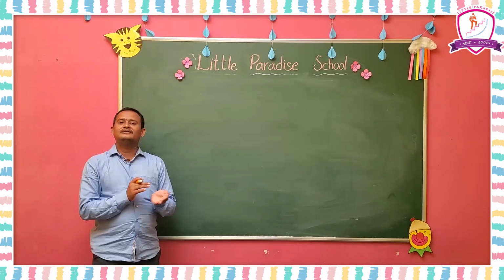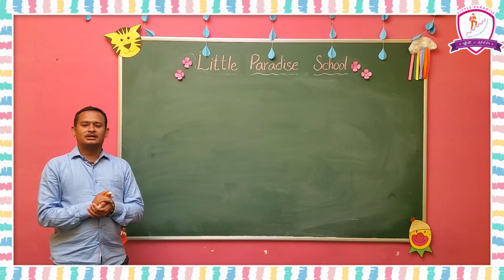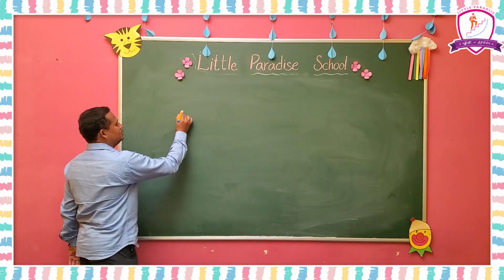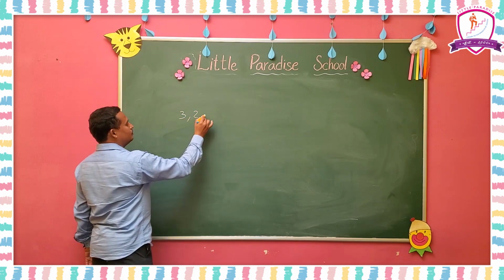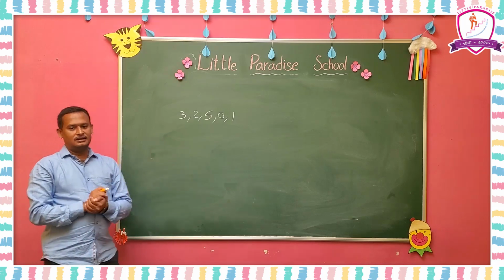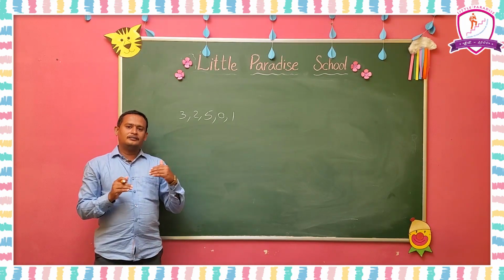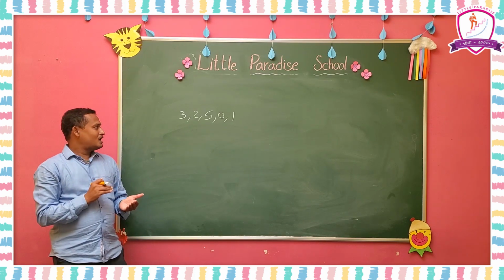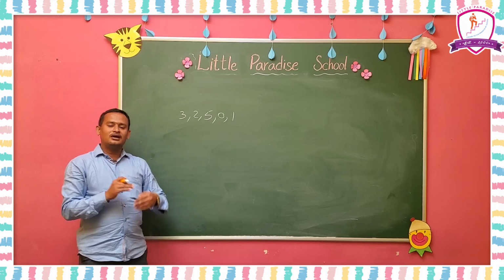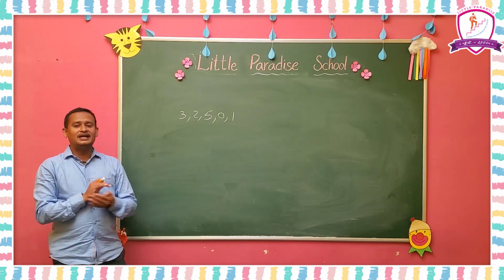Okay. Next, numbers built with the given numbers. How to build a number with the given numbers? Suppose I gave 3, 2, 5, 0, 1. These numbers I gave here. So using these numbers, you have to construct the smallest 5-digit number. Here only 5 digits are given. So you have to compose the smallest 5-digit number.